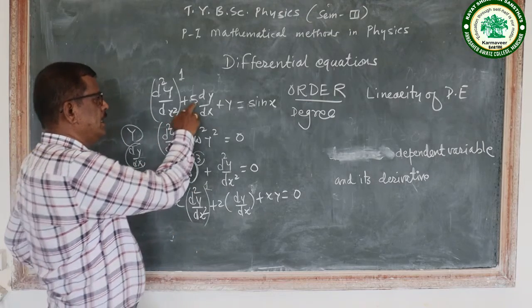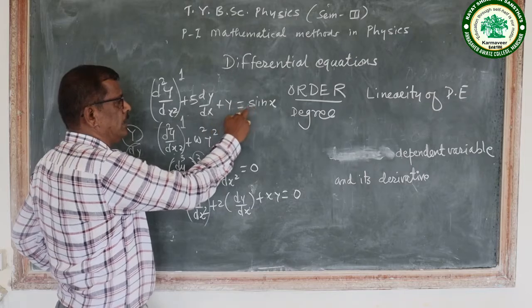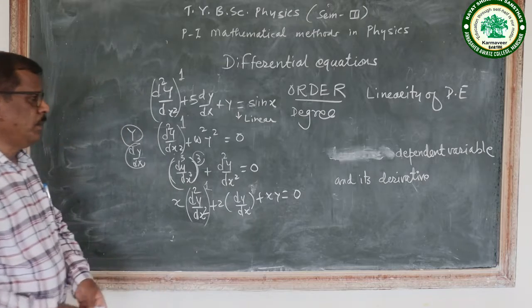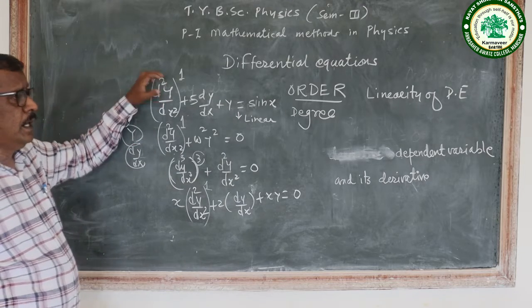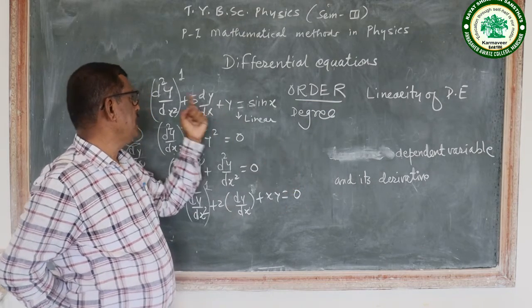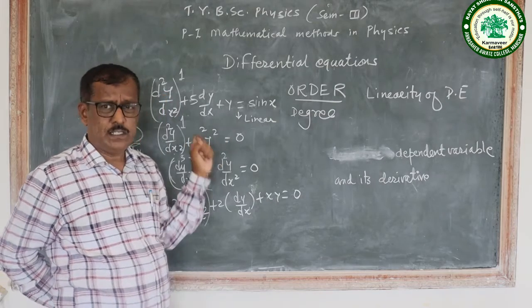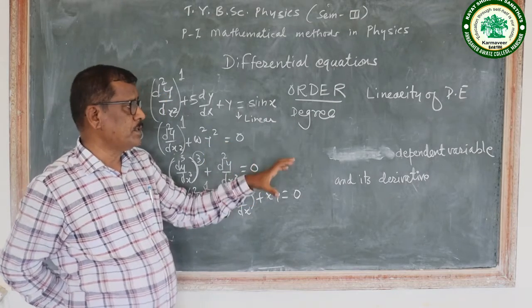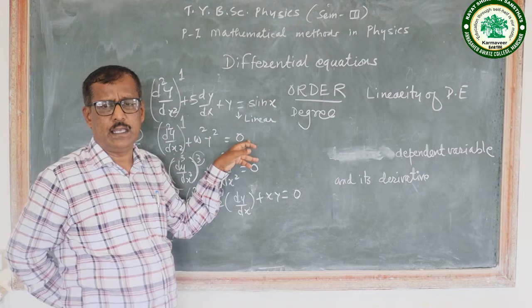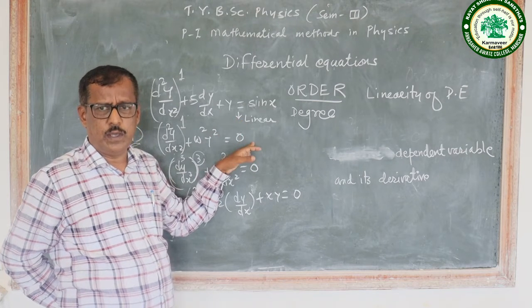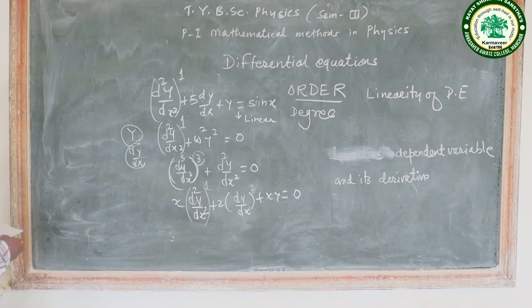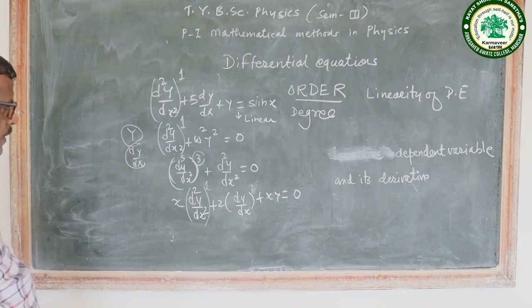is not present, as in this case 5 into dy by dx plus y equal to sin x, this is nothing but a linear differential equation. Because in this differential equation, what is the dependent variable? y is the dependent variable. What is its derivative? That is dy by dx. Means the product of the dependent variable and its derivative is not present. Therefore, we call it a linear differential equation. Otherwise, we call it a non-linear differential equation.